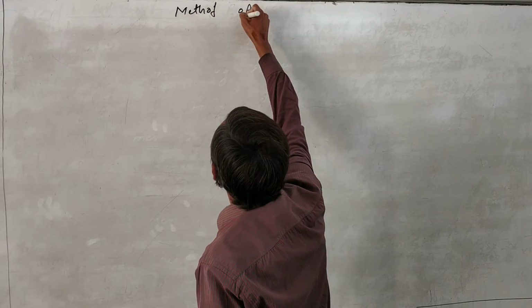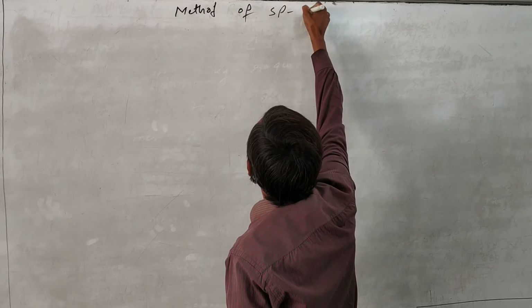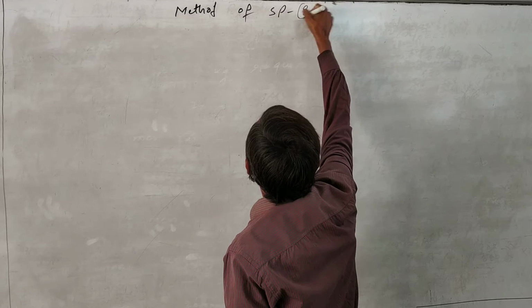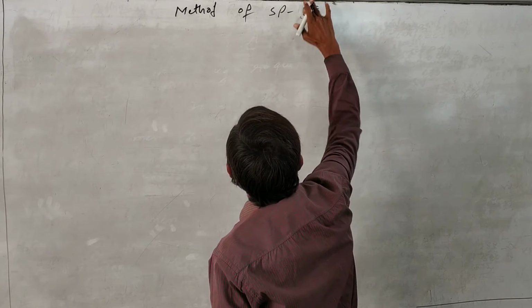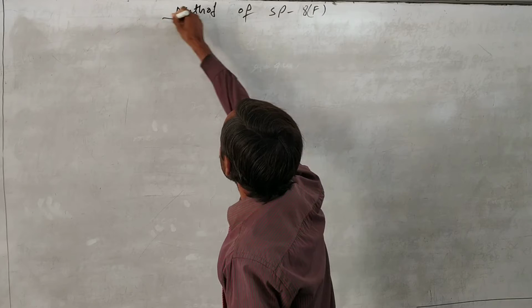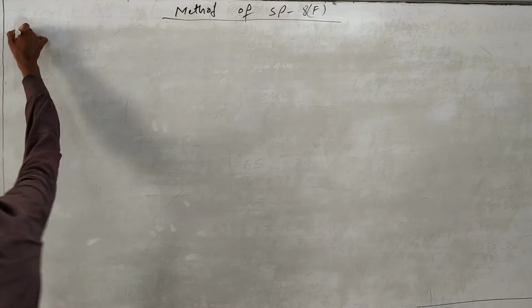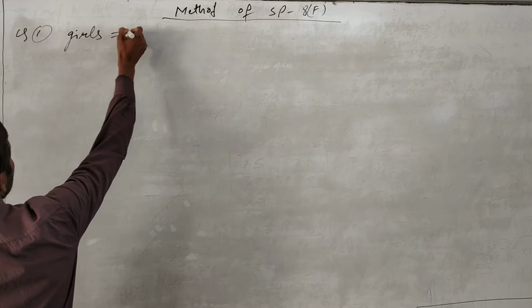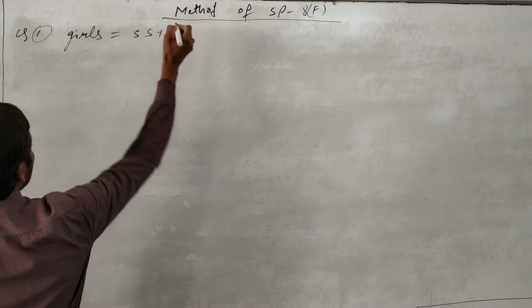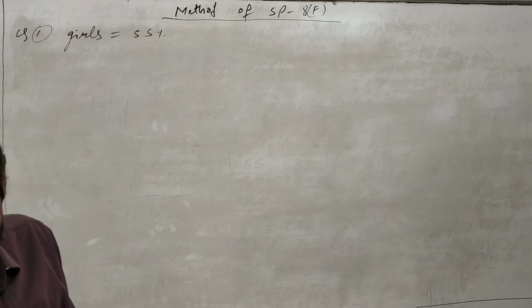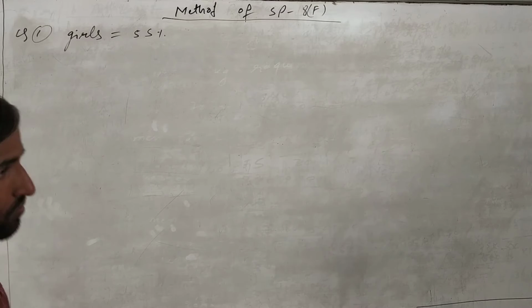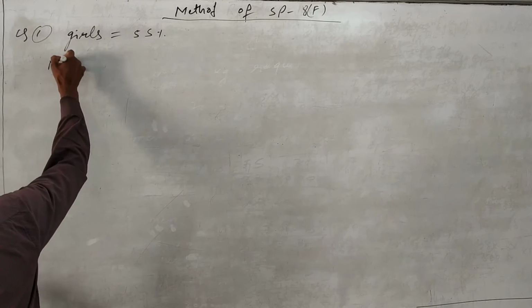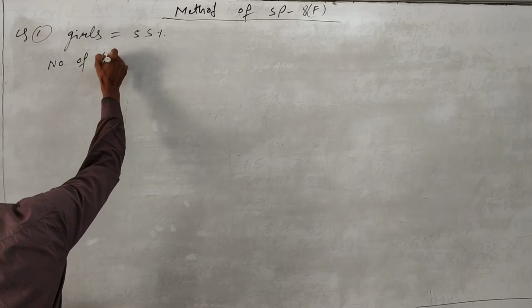Self practice 8F. Okay. So in the first question, first of all just write down the girls' percentage. Question number 1. Girls percentage is equal to 55%. Okay, and the number of boys is given, 216. Number of boys is equal to 216.